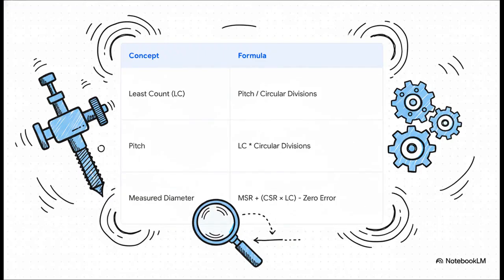Think of this as your personal screw gauge cheat sheet. You have got to know these 3 formulas cold. There's one for the least count. That's the tiniest measurement the tool can possibly make. Then one for pitch. And of course, the big one, the measured diameter, which combines the main scale reading, the circular scale reading, and corrects for any zero error.